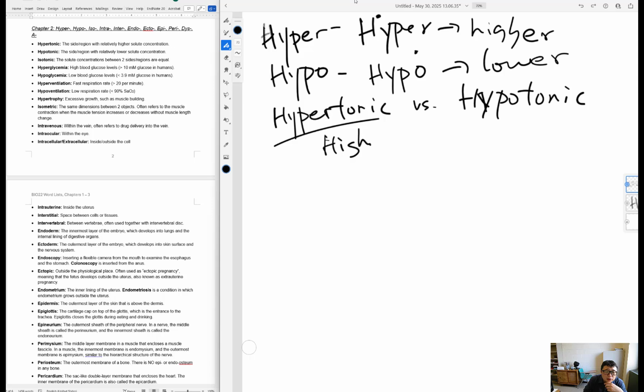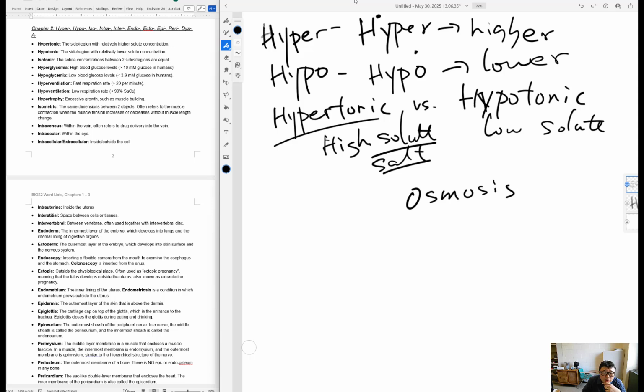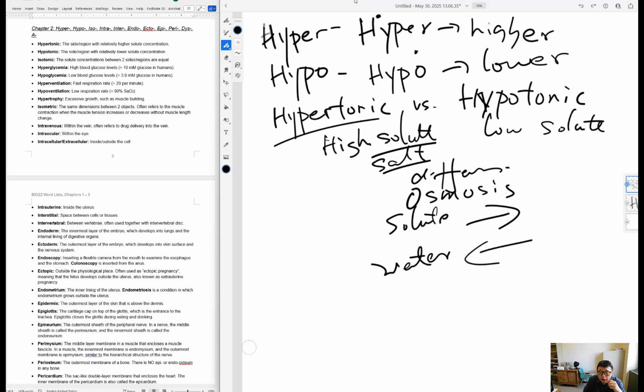Hypertonic means higher solute concentration. What is solute? The salt or anything dissolved in water is solute. And hypotonic is low solute concentration. You may have learned osmosis. Osmosis is talking about diffusion. Diffusion is a fundamental law of physics. The solute always travels from hypertonic to hypotonic. However, water travels from hypotonic to hypertonic.